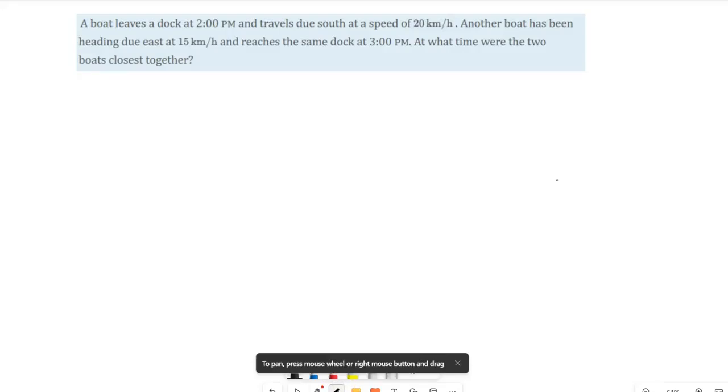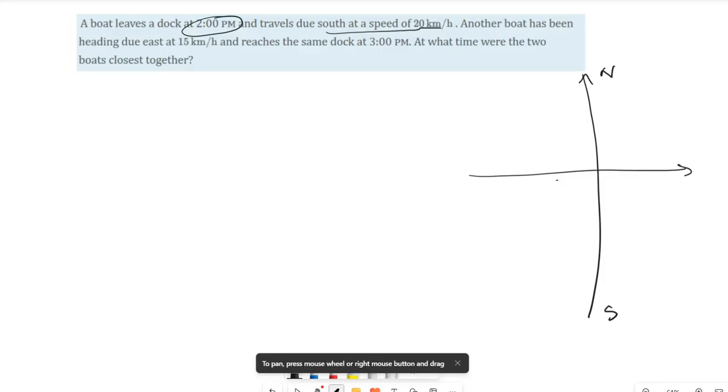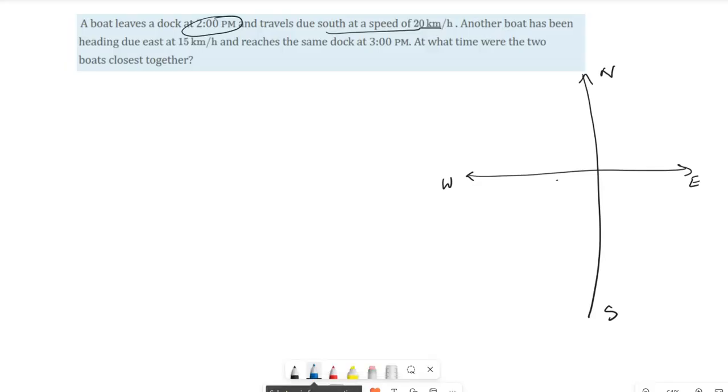Here is a problem. A boat leaves the dock at 2 p.m. and travels due south at a speed of 20 kilometers per hour. For any problem which has directions, I try to draw my directions. Say this is north, south, this is west, and this is east. So one boat is traveling south at a speed of 20 kilometers per hour. It started from the dock. Let's say the dock, D, is at the center.